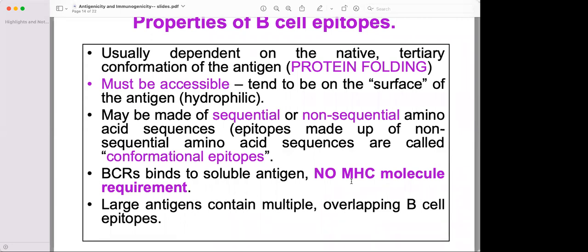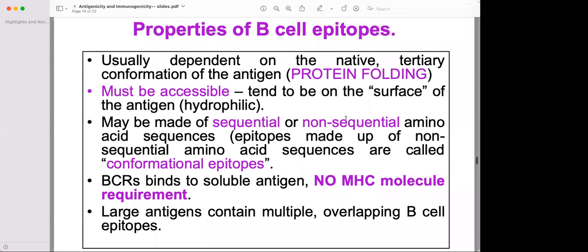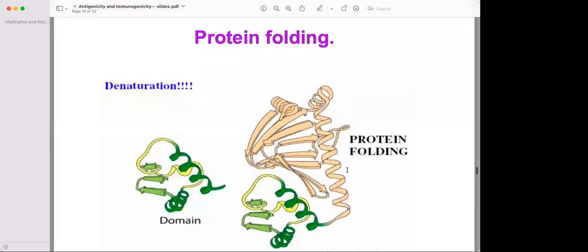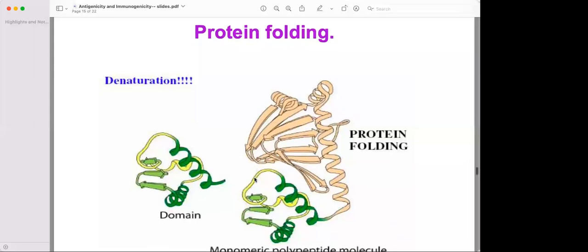And usually I've mentioned that large antigens may contain multiple overlapping B cell epitopes, which can either be sequential or non-sequential. And we shall see what we mean by sequential or non-sequential. But when we get that protein complex, which is folded, there's no need of denaturation of this protein for the B cells to recognize the epitopes.